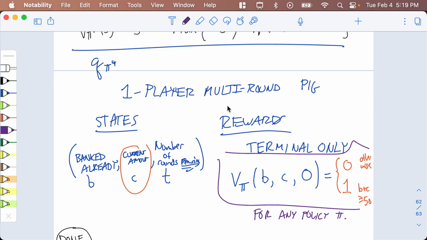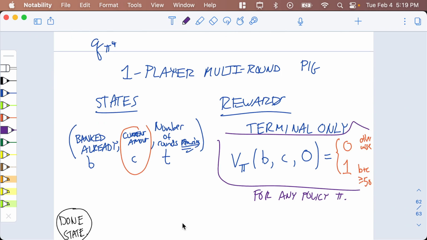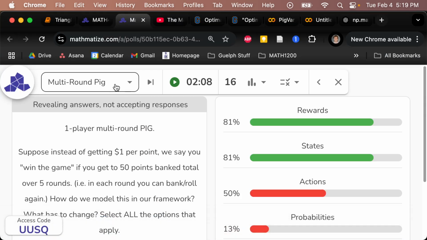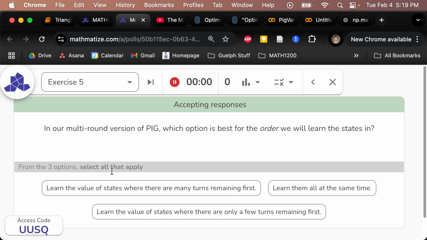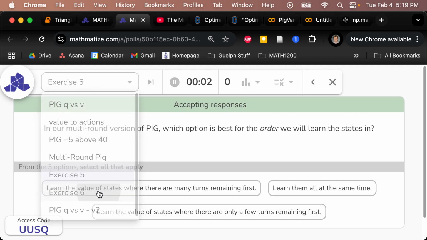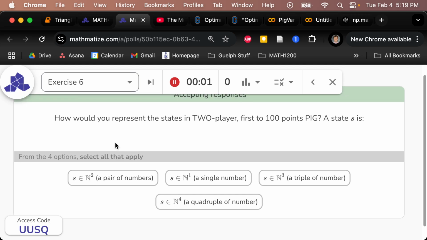So that's what we're going to do. In the last one, this was just a warm-up to get to the 2-player version of Pig. Before you go, I'm going to ask you about the 2-player version of Pig. How many entries are there? In the multi-round 1-player version, there were 3: B, C, T. In the 2-player version, how many states should there be? Is it a pair of numbers, a single number, a triple, or a quadruple? We'll do this as the last question today, and then next class, we will finally solve 2-player Pig.